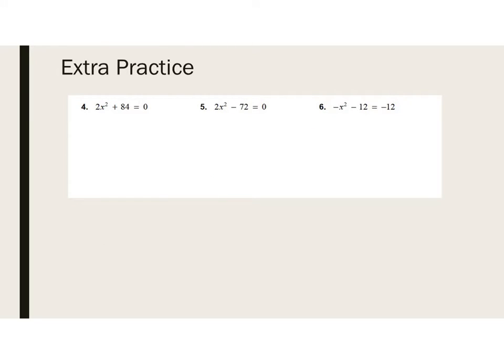So you'll notice all of these have a leading coefficient, something in front of the x. So we're going to tackle them the same way. The first thing you're going to do is you're going to get x squared by itself. So I'm going to start with number 5. So to get x squared by itself, the first thing I'm going to do is add 72 to both sides. You don't want to do anything with that 2 to begin with.